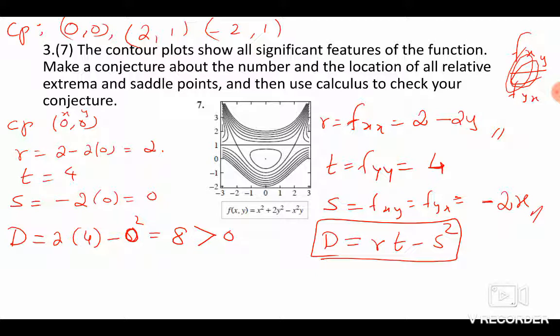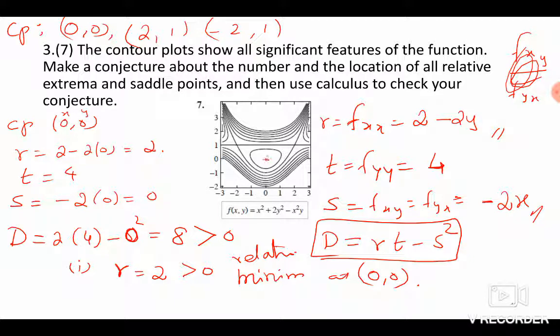So there is either a maxima or minima. The first condition is positive. So next we will check r. If D is positive, there is a maxima or minima, relative maximum. So we check the r value. r is positive 2. Therefore we get a minimum. We call it relative minimum at the point 0, 0. See, this point will give you a minimum.